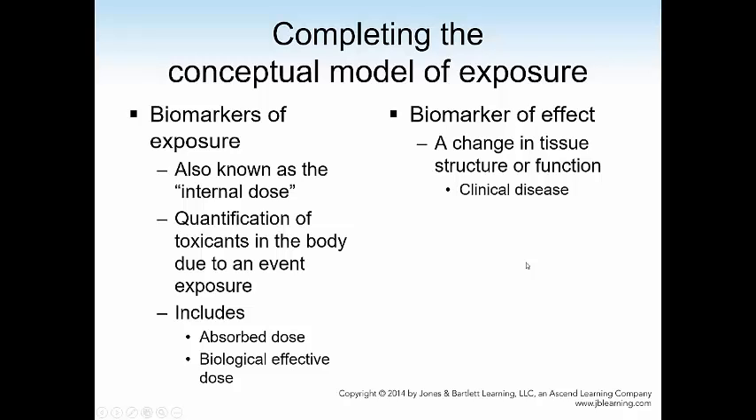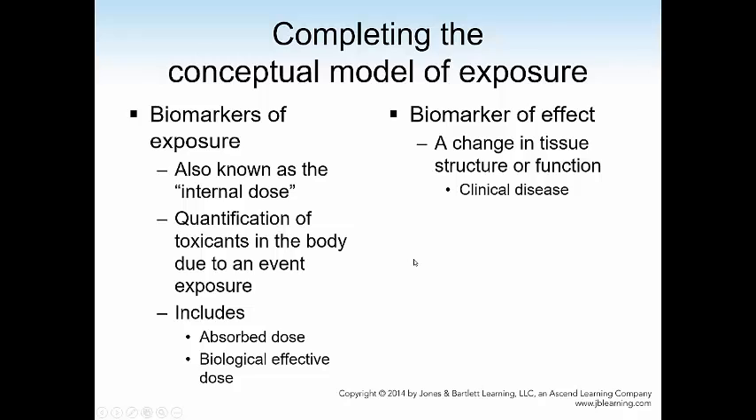And this is a little different from a biomarker of effect, just to compare the two. A biomarker of effect is talking about the exact change in tissue structure or function. So this is clinical disease. A biomarker of exposure means, okay, this is sort of that evidence you've got something inside of you. The toxicant is there in the body due to an exposure event.